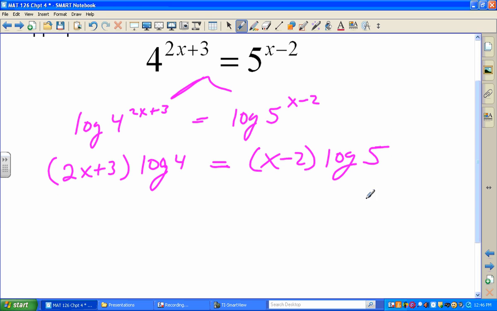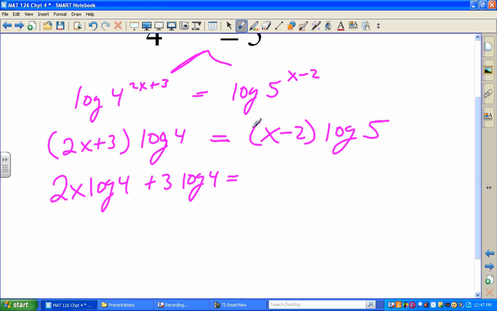But I like a lot of things old school, so 2x log base 10 of 4 plus 3 log base 4. Just distributing the logarithm through the parentheses. x log of 5 minus 2 log of 5.